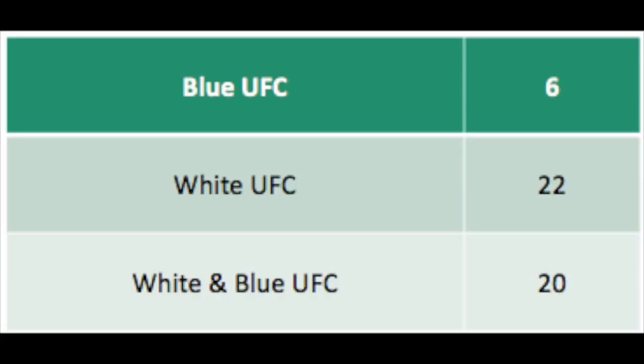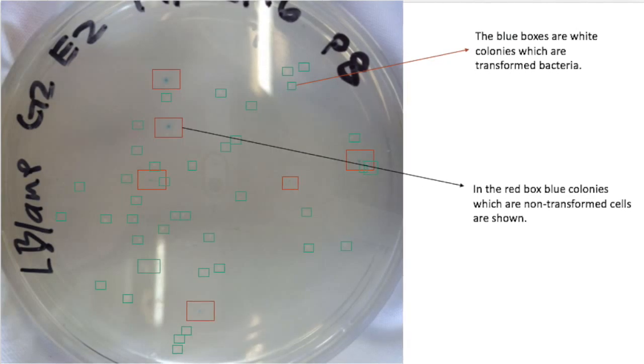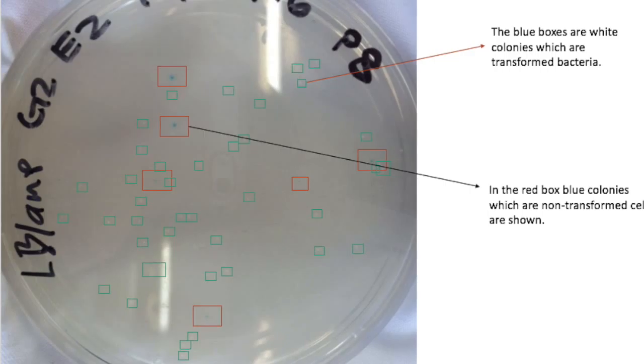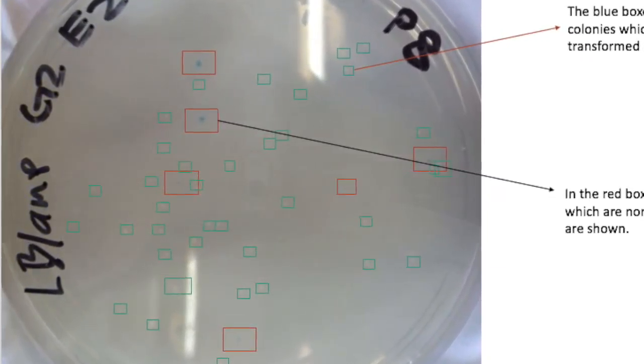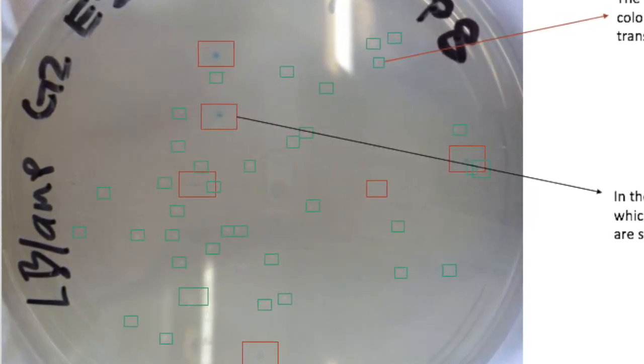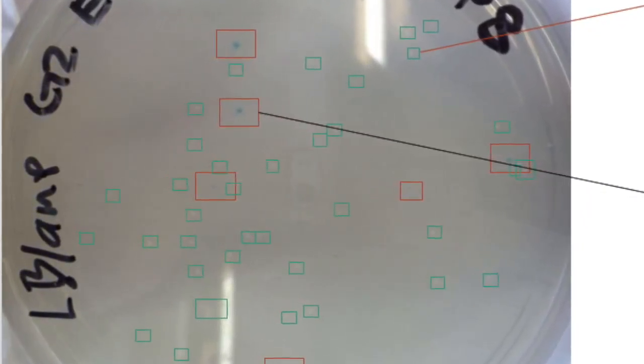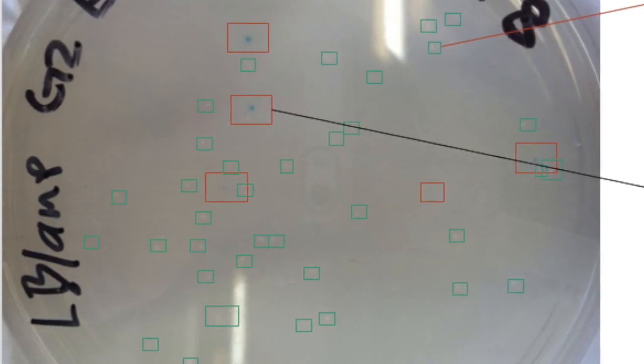And finally, in the case of light blue colonies, they may not respect the open reading frame of the gene beta-galactosidase. In the next chart, we can see the blue colonies are 6, white 22, and white and blue are 20. In the next picture, we can observe in the blue boxes the white colonies, which are transformed bacteria, and in the red box the blue colonies, which are non-transformed cells.